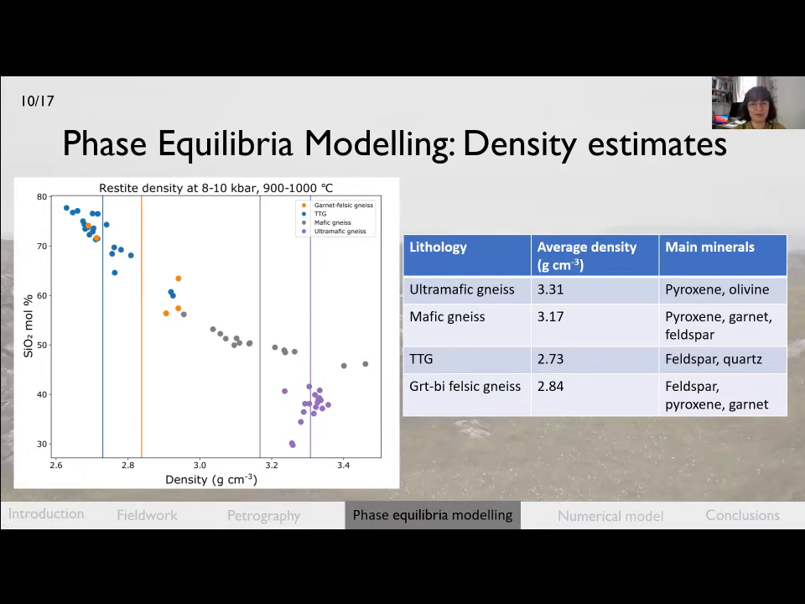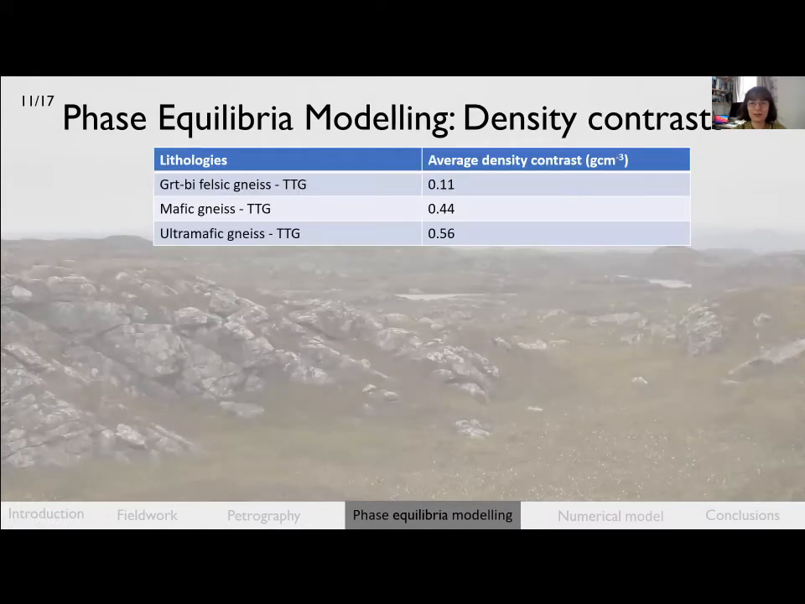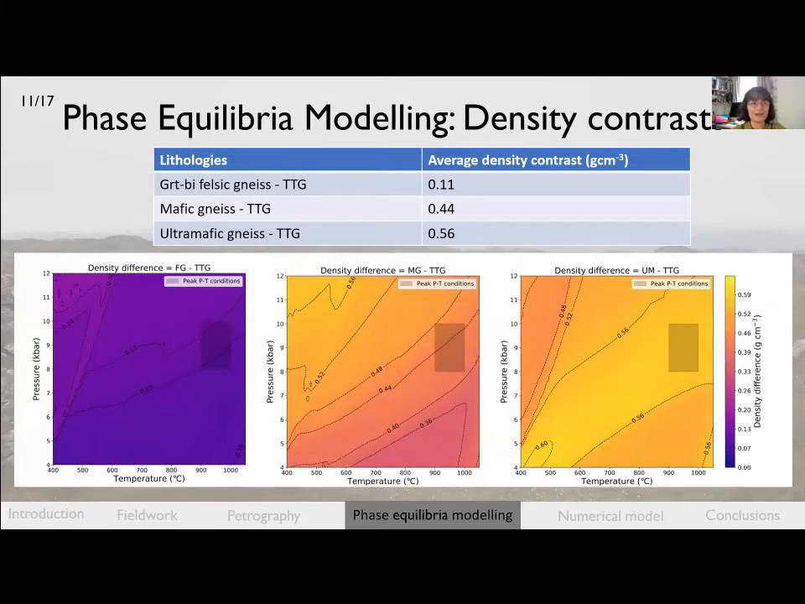This density modelling is useful because in our model of density-driven settling, we want to know what the density contrast is between TTGs and non-TTG lithologies. These contrasts vary from 0.11 to 0.56 grams per centimetre cubed, with the larger density differences representing the more mafic lithologies. The evolution of density difference over pressure temperature space can also be assessed. Peak conditions are highlighted by the grey box, and we have figures here shown for evolution of density difference for each lithology considered. The figures show that the density differences don't exceed the values calculated for peak conditions as pressure and temperature are reduced.